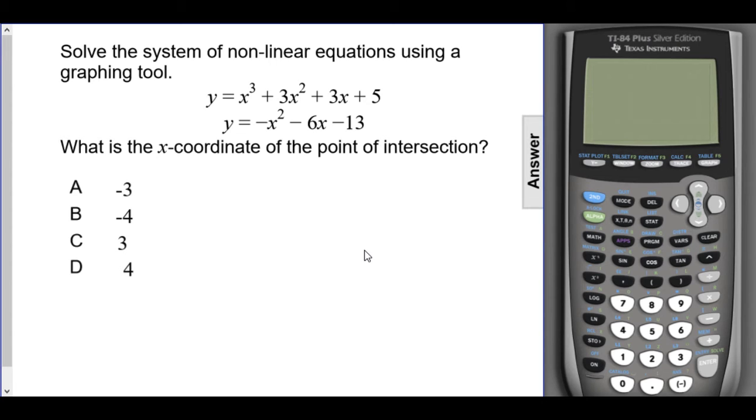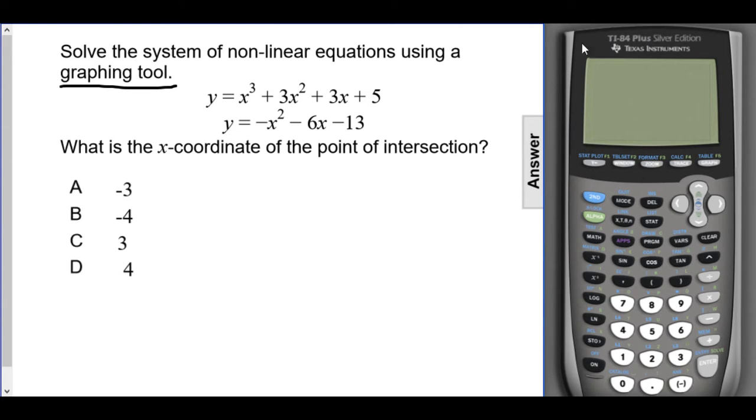Solve the system of nonlinear equations using a graphing tool. What is the x-coordinate of the point of intersection? So when you see graphing tool, you want to think of things like a graphing calculator or online resources like Desmos.com. So first I'll show you how to solve the system using a graphing calculator like this one.